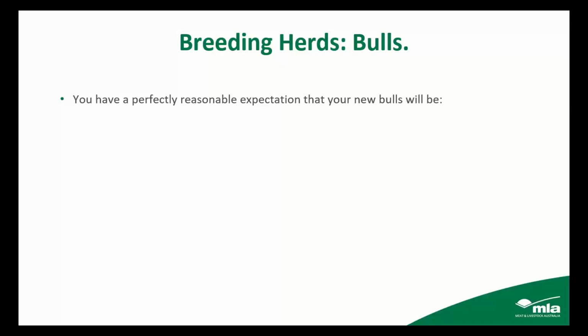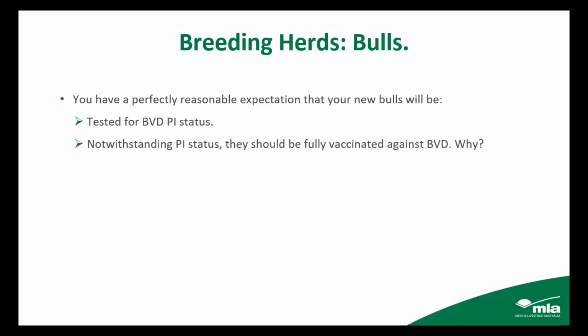You can have a reasonable expectation that your new bulls are going to be tested for BVD PI status. Notwithstanding that they're negative, they should be fully vaccinated against BVD. Why? Because if they're not vaccinated and they contract it in the herd when they first go in with the heifers, if there is a PI in there, there is a risk that the temporary fall in his immunity could affect his ability to work, and also a risk that he could spread it to other animals which he has just gotten pregnant.